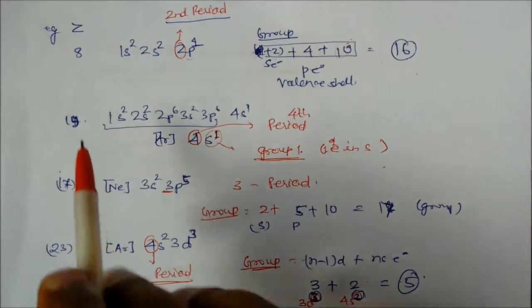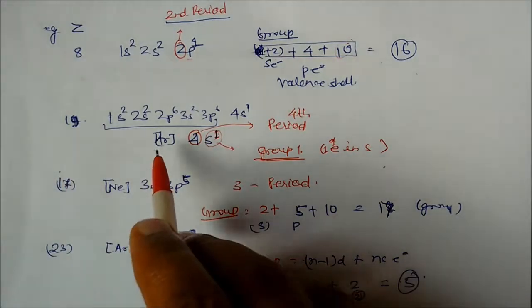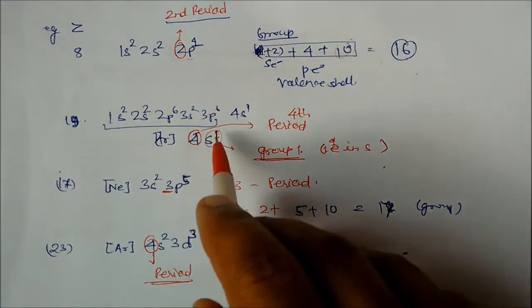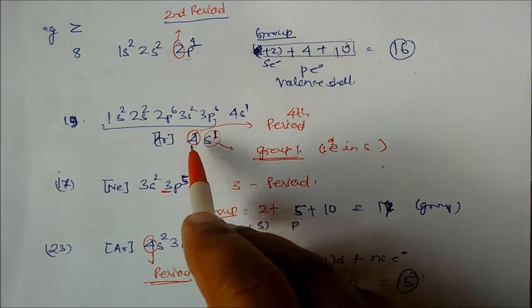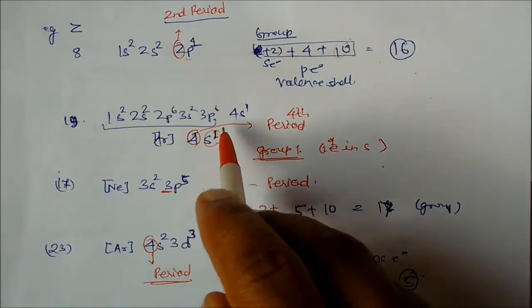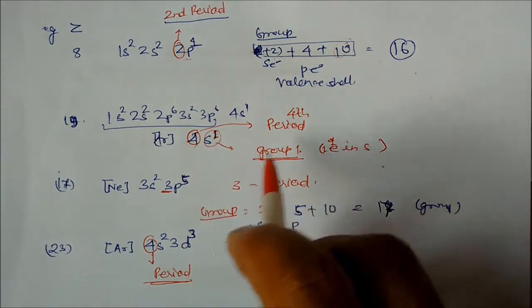For this one, see here, this is argon 4s1, so we have to take the last electron. 4 will represent the period, and s1 means again s block, so we have to take 1, so it belongs to group 1.